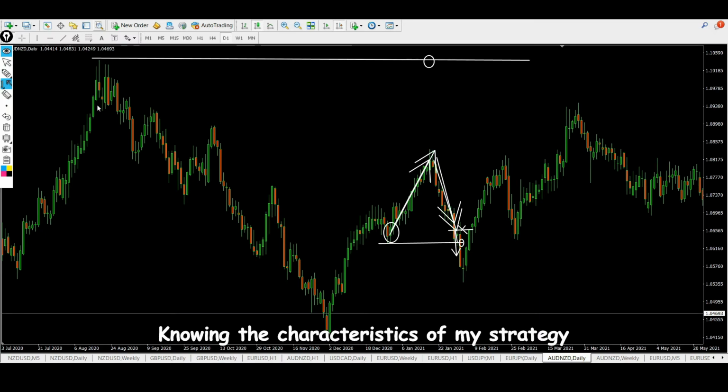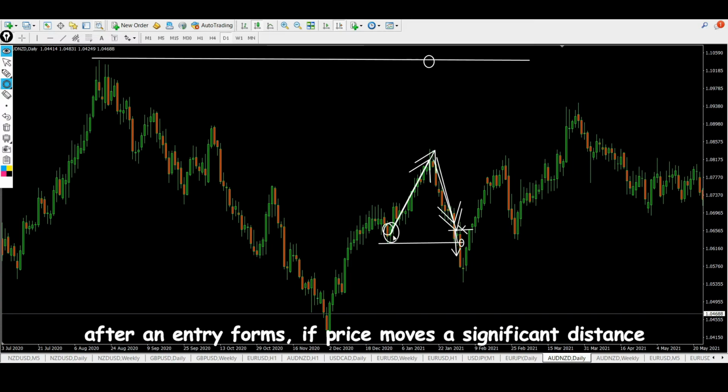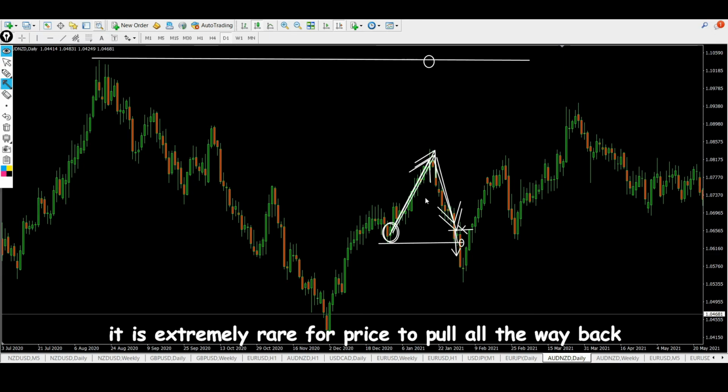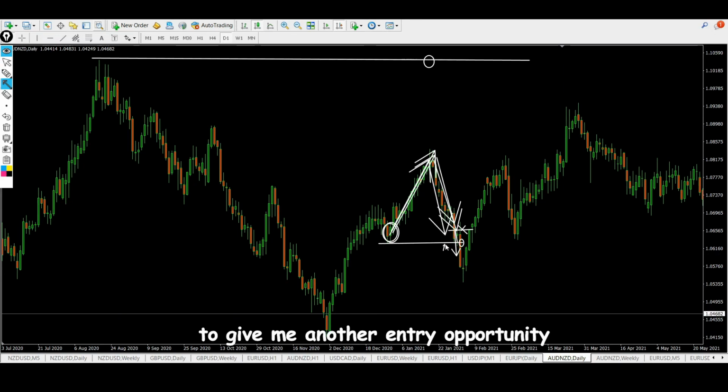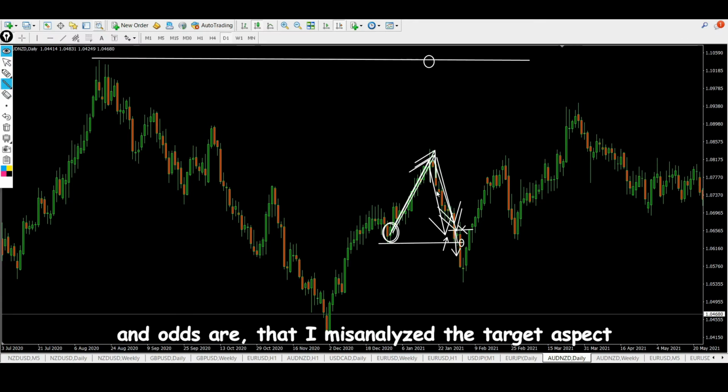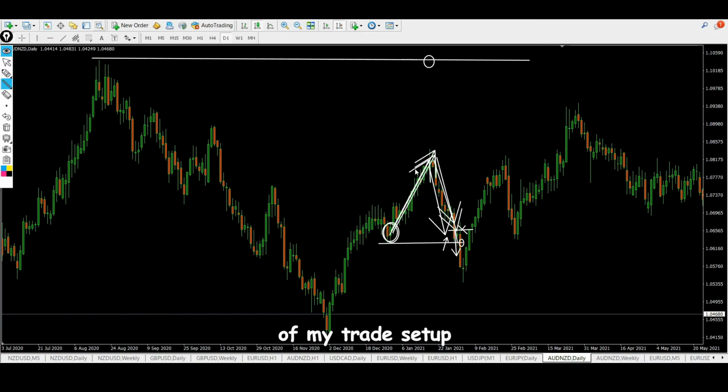Now number one, knowing the characteristics of my strategy, after entry forms, if price moves a significant distance, it is extremely rare for price to pull all the way back to give me another entry opportunity. And odds are that I misanalyzed the target aspect of my trade setup. So in this case, initially, my main target was at this pivot high right here, but there was actually a strong level at this level that provided a target for this long entry.